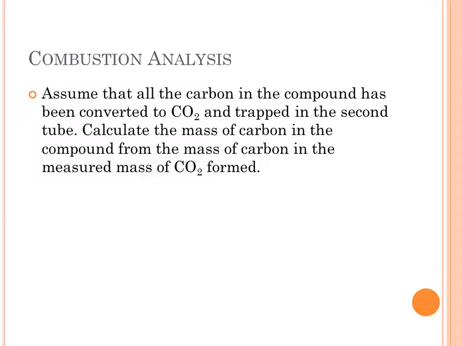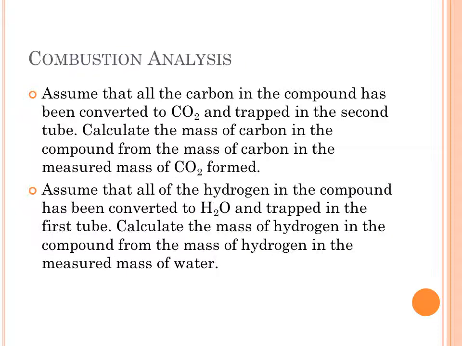Assume that all the carbon in the compound has been converted to CO2 and trapped in the tube. Then you calculate the mass of the carbon in the compound from the mass of the carbon dioxide formed. You can similarly assume that all the hydrogen in the compound has been converted to water and trapped in the first tube, and then calculate the mass of the hydrogen in the compound from the mass of water.